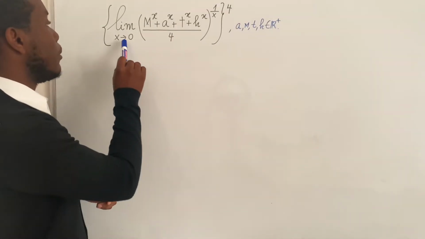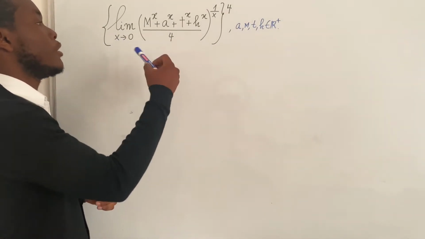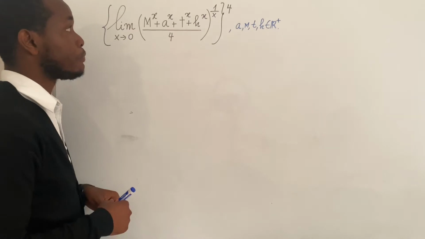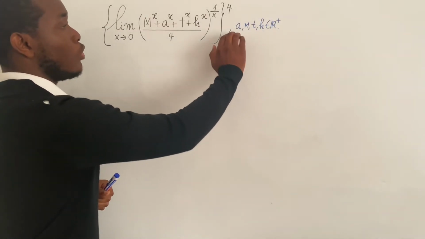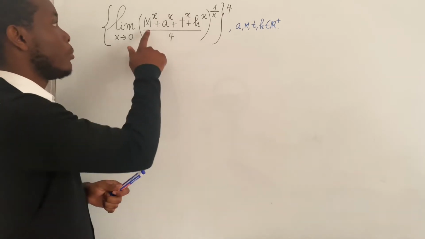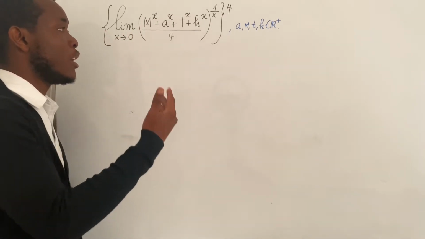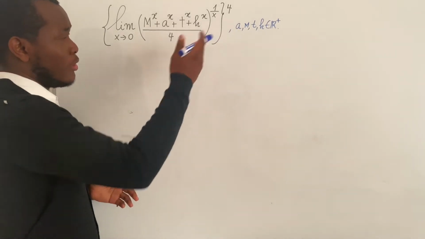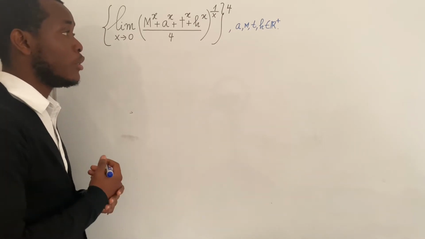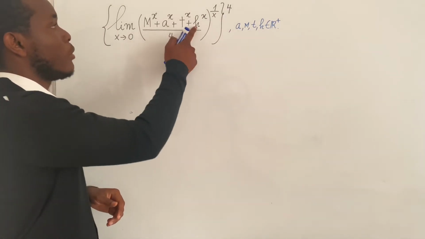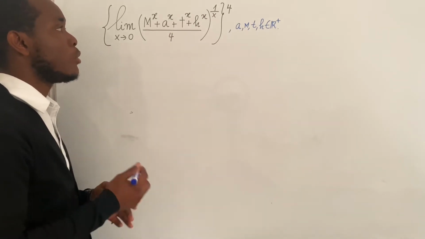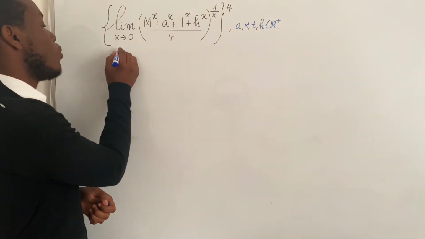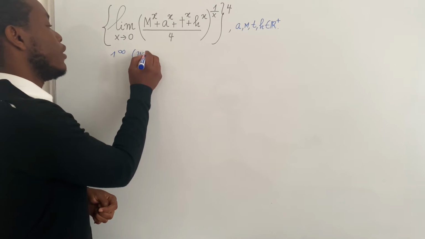So our value of x approximates to 0, which means our value of x is 0. If we put 0 here, we will have 1 over 0, which is infinity. And since those four are positive real numbers, m to the power 0 is 1, because any number to the power 0 is 1. So it will be 1 here, 1 here, 1 here, 1 here. Then 1 plus 1 plus 1 plus 1 will be 4, and 4 over 4 will be 1. So the undefined form that we get is 1 to the power infinity, which is undefined.